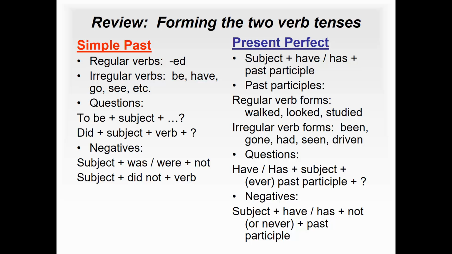For present perfect, the form is subject plus have or has plus the past participle. For regular verb forms, or those that have ed for simple past, the past participle is the same. For irregular verb forms, you simply need to memorize the most commonly used irregular verb form past participles. The way to form questions and negatives in present perfect is shown here.